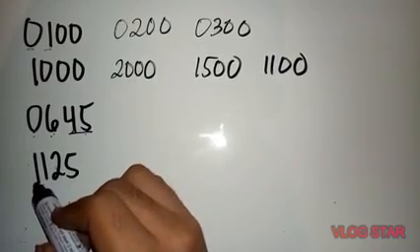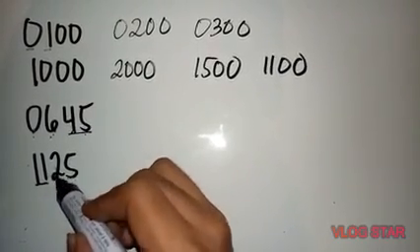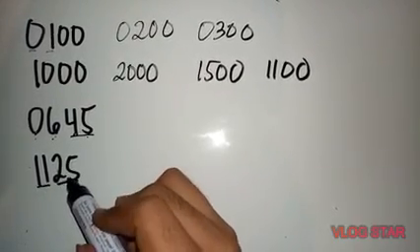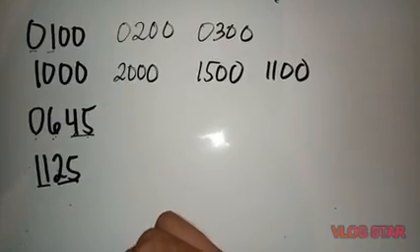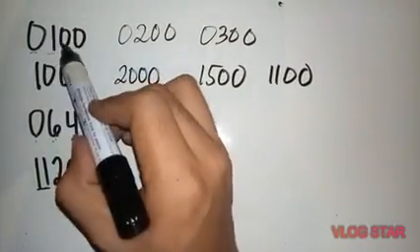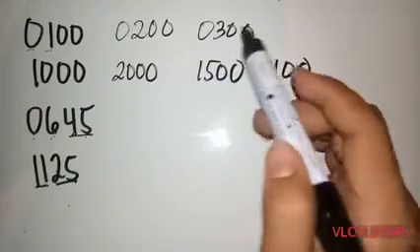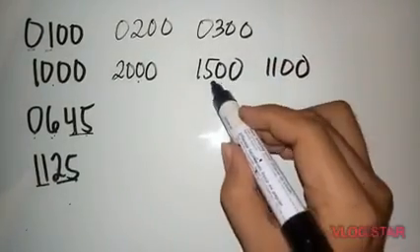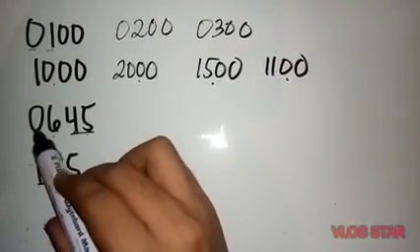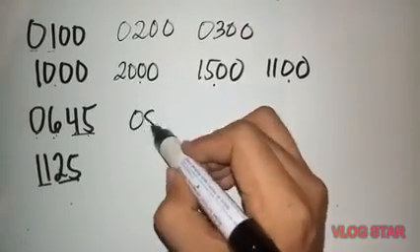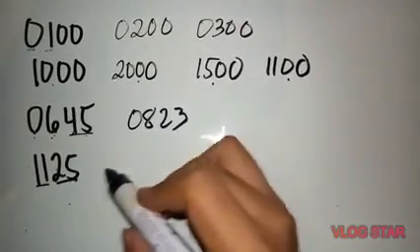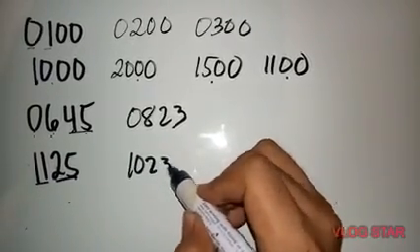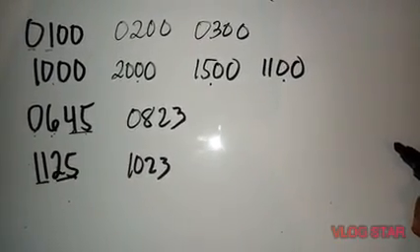If we have double digit on the hour part and double digit on the minute part, then we read this as 1125. So that's how they read military time. 0100, 0200, 0300, 10 hundred, 20 hundred, 15 hundred, 11 hundred, 0645, 0823, 1125, 1023. So that's how we read military time.